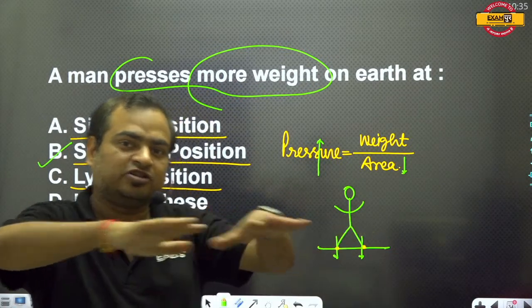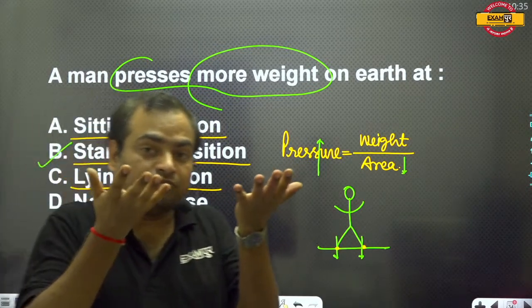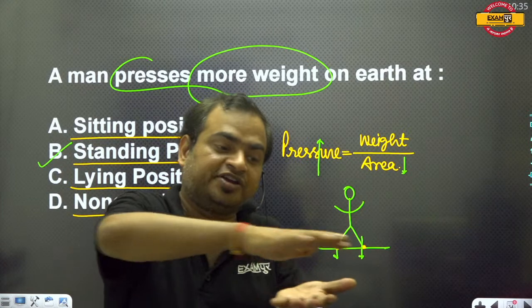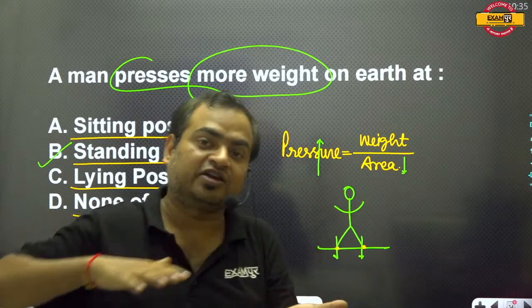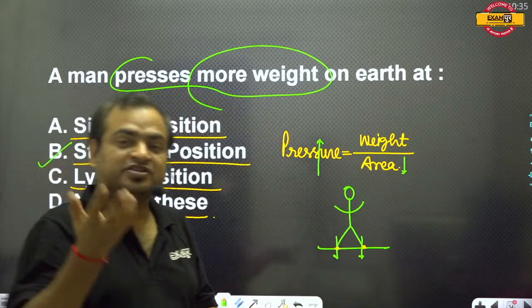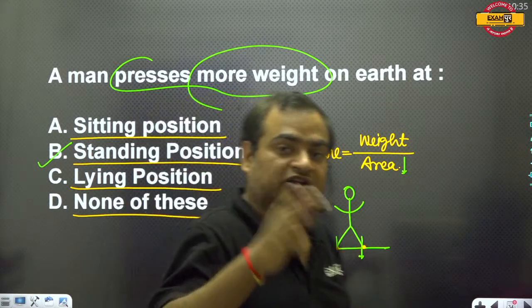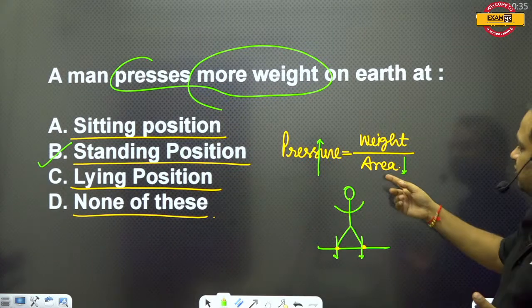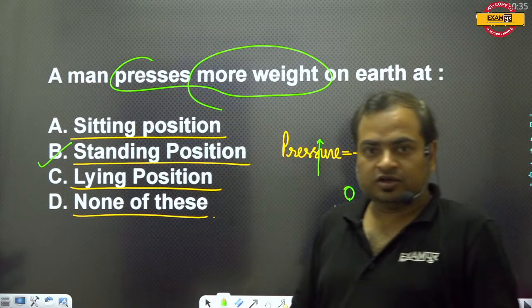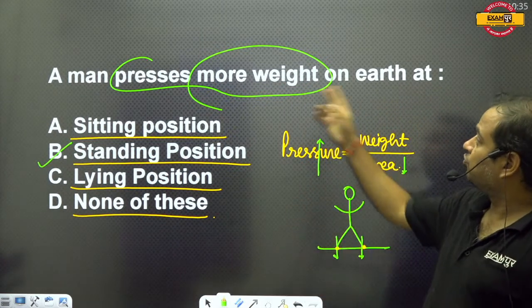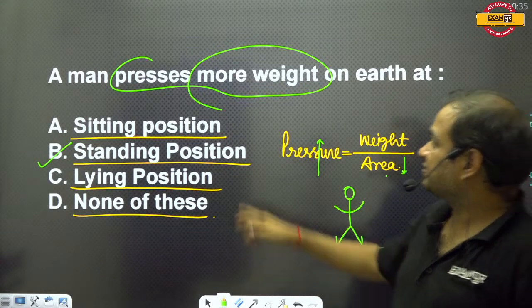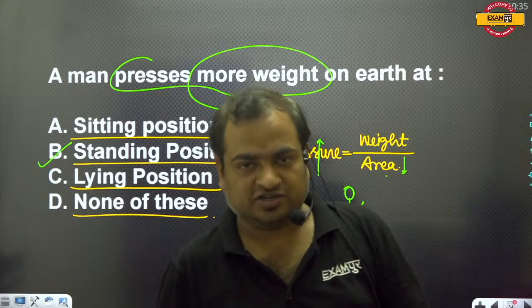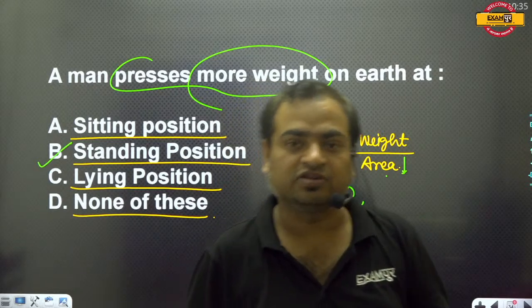If the man is lying on the ground, there is more contact area. If the contact area between the human body and the ground is high, the pressure exerted by the body on the ground will be low, because pressure depends upon the contact area also. Here the question is asking about more weight on the earth. Man presses more weight, it means high pressure. The question is asking about the high pressure.